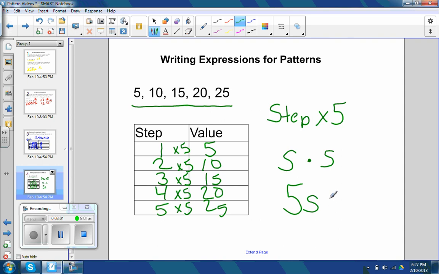So let's say we want to find out what the 80th number in this sequence would be. If I'm starting here and I want to find the 80th number, then I would do 5 times 80. 8 times 5 gives me 40, and then I'm going to place a 0 to get 400. The 80th number in this sequence is 400.